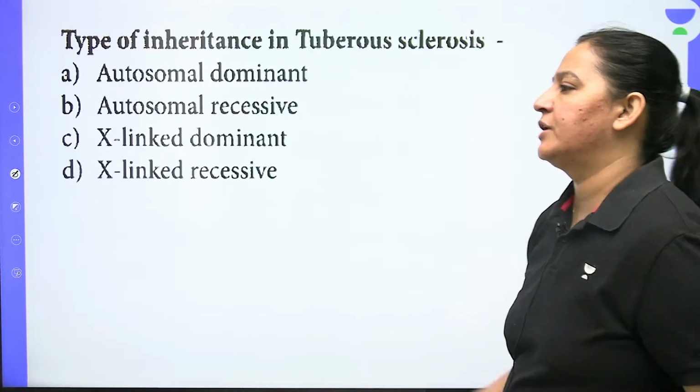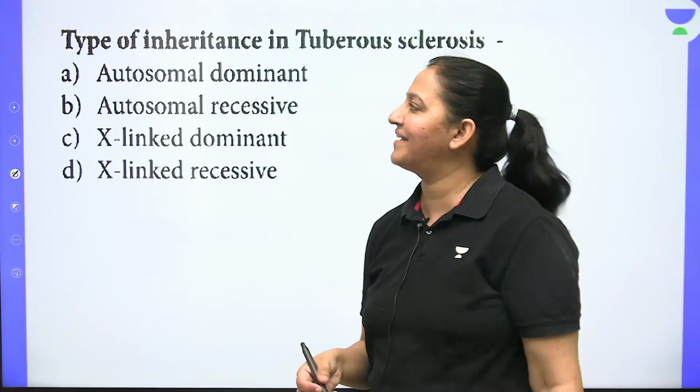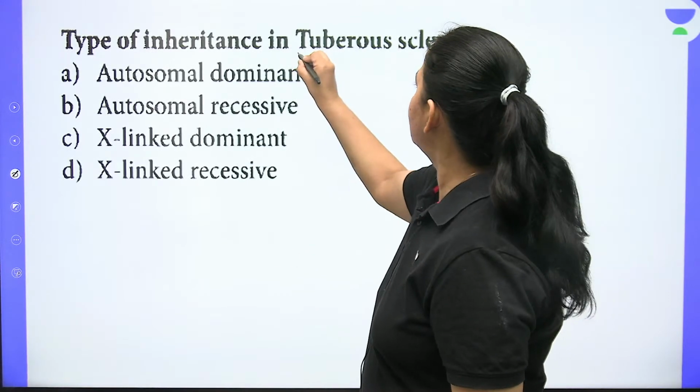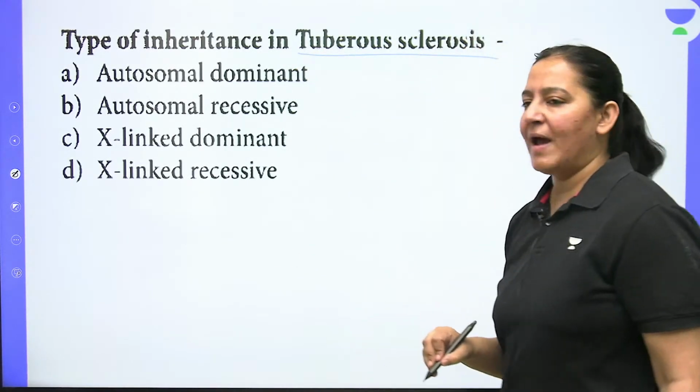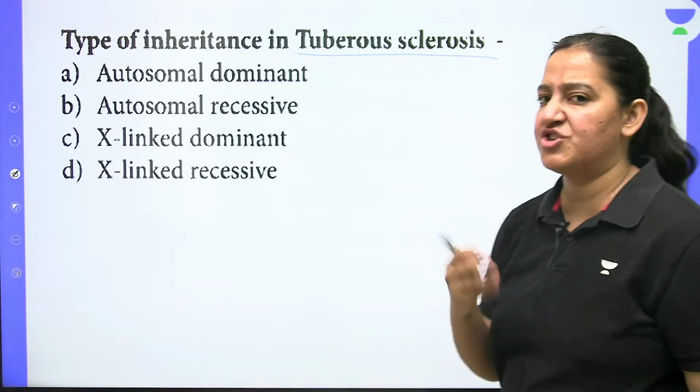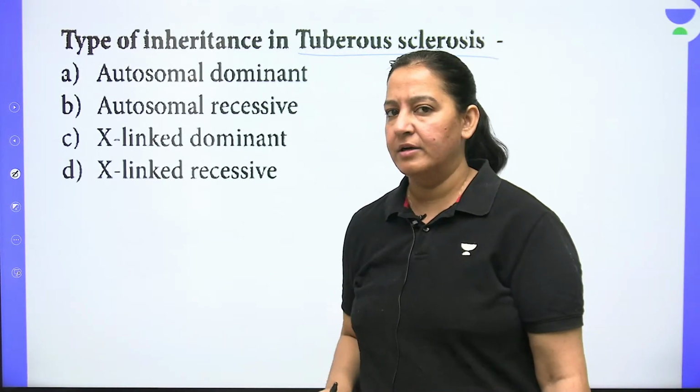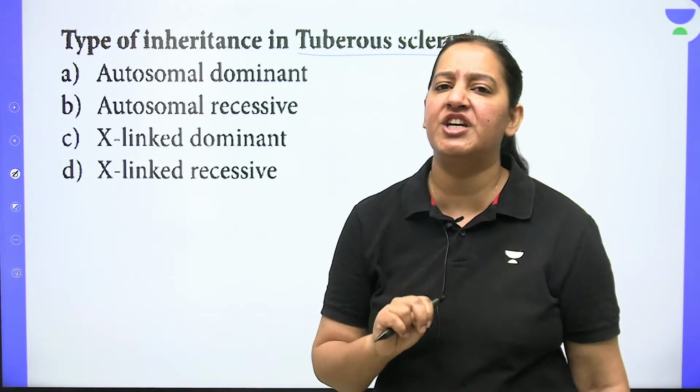Let me come to the second question. You can see the second question in front of you. Tell me the correct answer. Tell me the type of inheritance in tuberous sclerosis. So apply the mnemonic. Tuberous sclerosis is coming in which mnemonic? Is it coming in dominant? Is it coming in A, B, C, D, E, F, G, H, S, P, W?